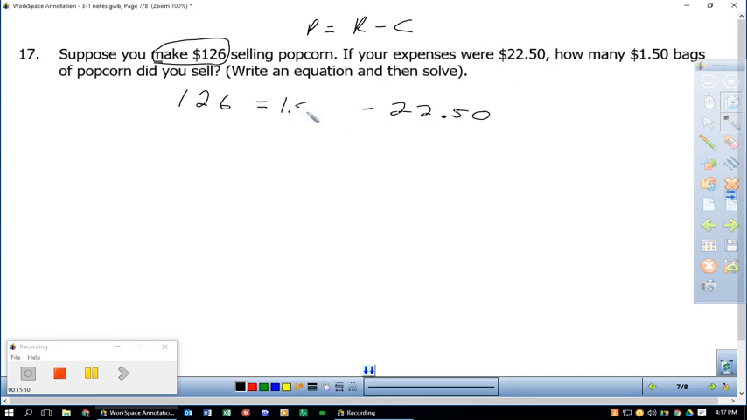Well, it's $1.50 per bag. Because they're asking for how many bags, well, we probably should say X equals bags of popcorn. Okay, so $1.50 times X. So we need to solve this equation right here. So adding $22.50 is the first thing we're going to do. Okay, 126 plus 22.50 is 148.50. So adding that right there.